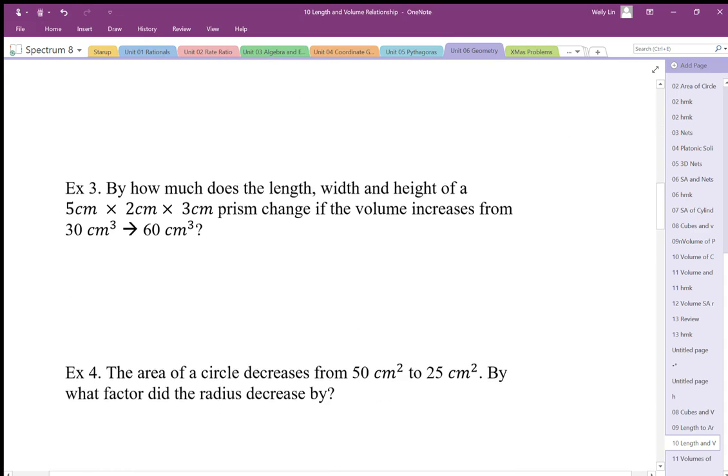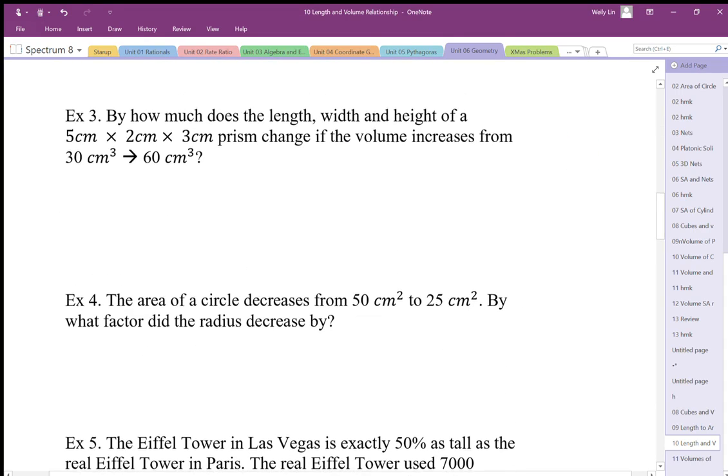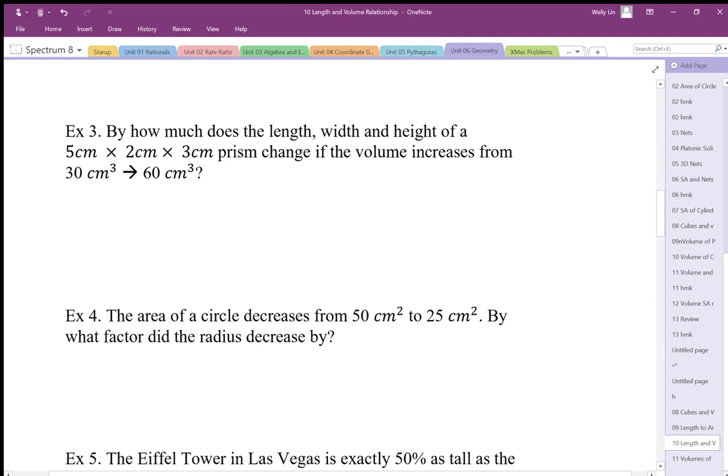Okay, so let's apply this again. How much do the length, width, and height of a 5 by 2 by 3 prism change if the volume increases from 30 centimeters cubed to 60 centimeters cubed? Well, if I double the length, width, and height, that's not going to double the volume. So if I want to find out, my multiplier is 2 times the volume.